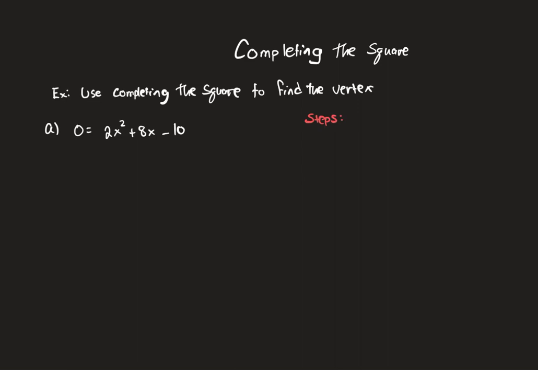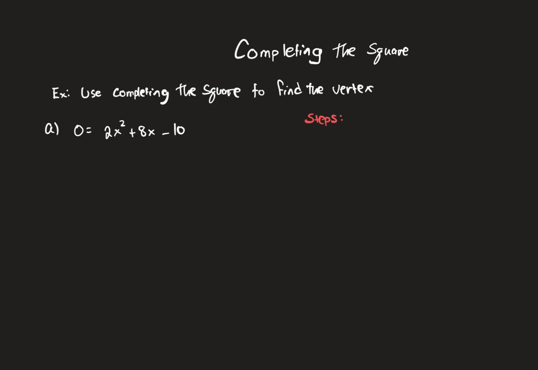In today's video, we're going to be taking a look at how to use completing the square. Now, we're going to use completing the square in two different ways. We're going to use it to find our vertex, and later on, we're going to use it to find the roots of our equation. All right, so let's get into it.